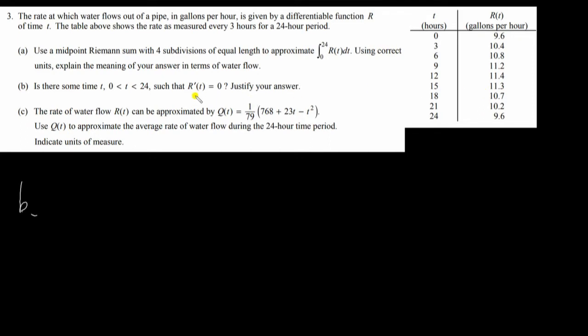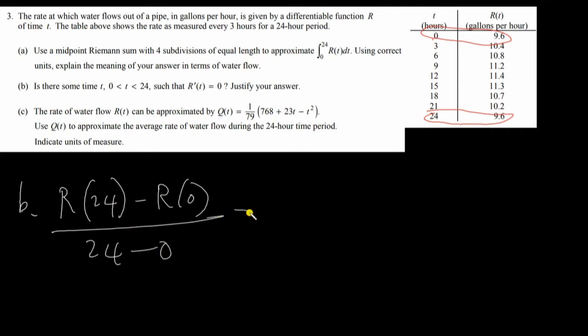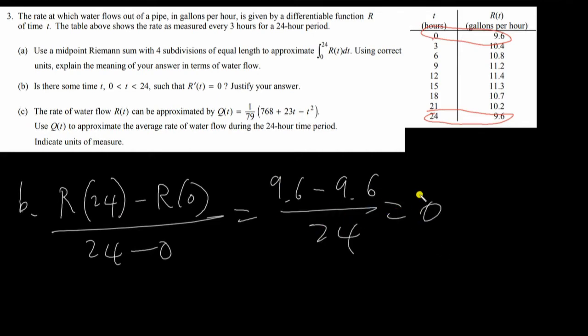Looking at this table, we're looking at time t equals 0 to t equals 24, so let's look at those two values specifically. Something we notice right away is that the r of t values are the same. So if we find the average rate of change, which remember is f of b minus f of a over b minus a, that's r of 24 minus r of 0 over 24 minus 0, which is 9.6 minus 9.6 over 24, which is 0. The average rate of change is 0.